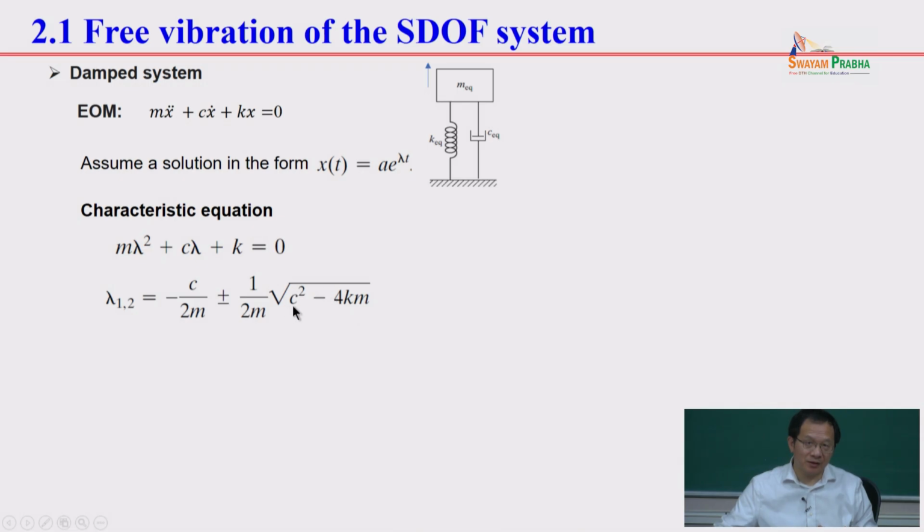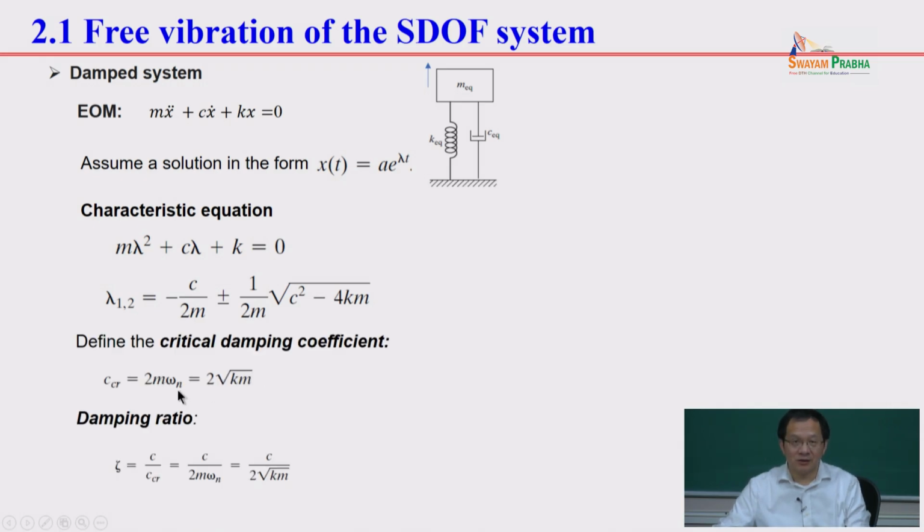This item can be positive, negative, or 0, right? When this item is 0, we call it critical damping. So this critical damping coefficient makes this part 0. In that way, you have a repeated eigenvalue, right? So this is the C that makes this item 0, which is the critical damping. The damping ratio is C divided by this critical damping.